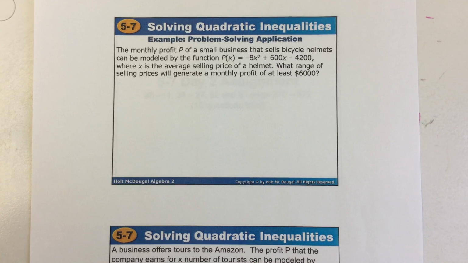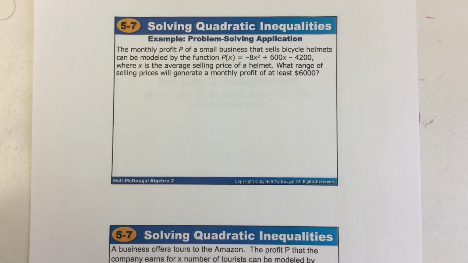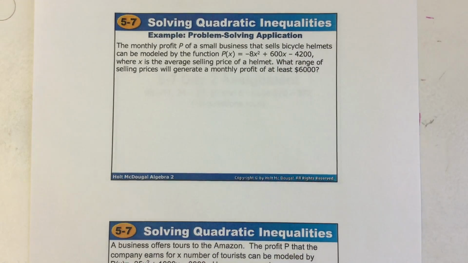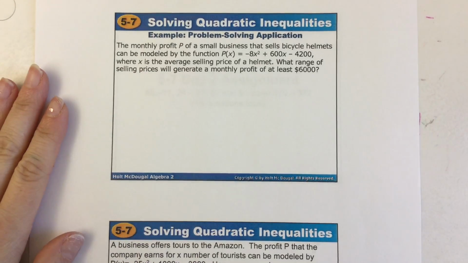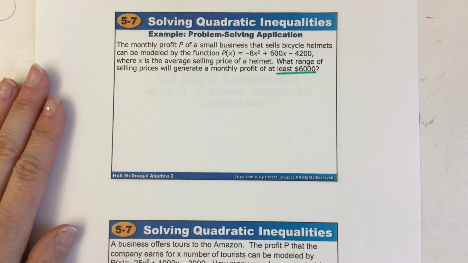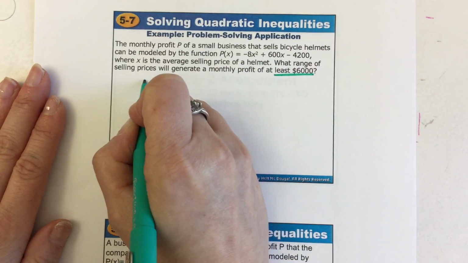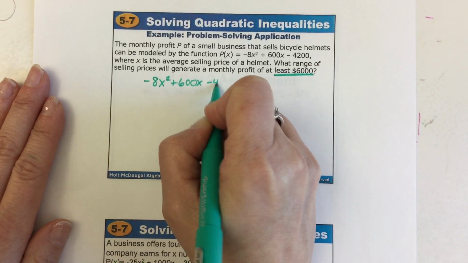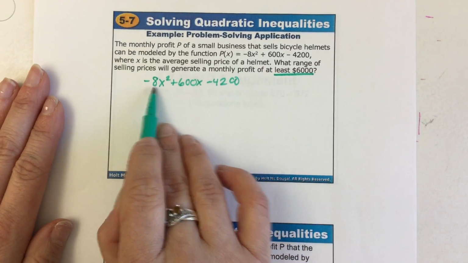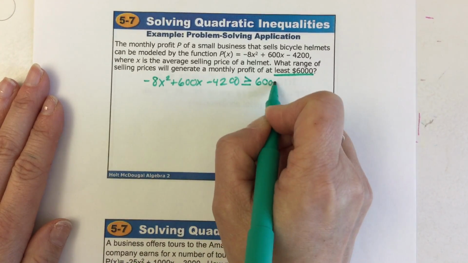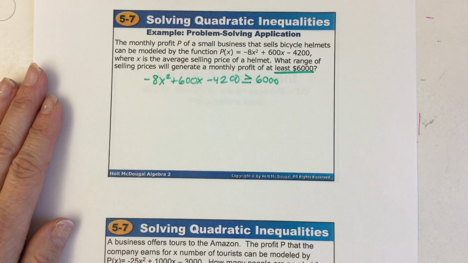The monthly profit, P, of a small business that sells bicycle helmets can be modeled by this equation right here. X represents the average selling price of a helmet. What range of selling prices will generate a monthly profit of at least $6,000? So you want to make $6,000 or more. Here is your profit, negative 8x squared plus 600x minus 4,200. You want this to be greater than or equal to 6,000.